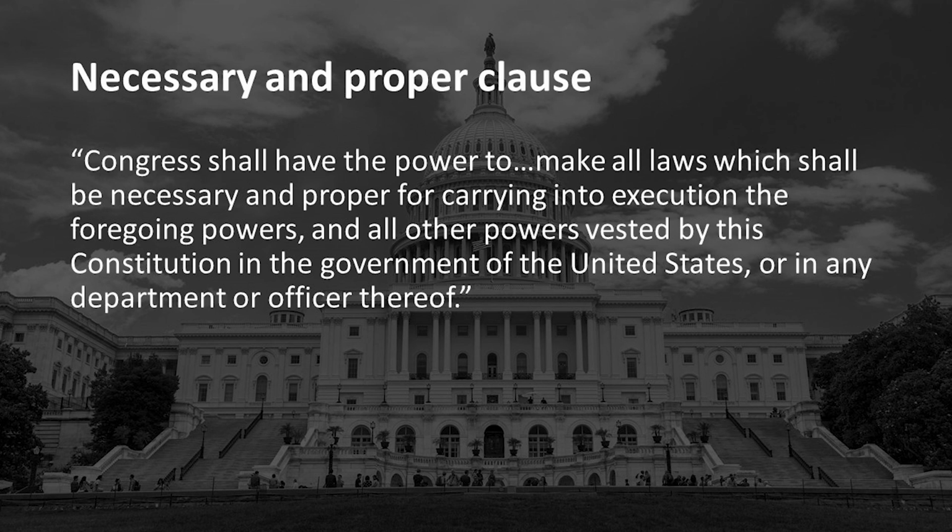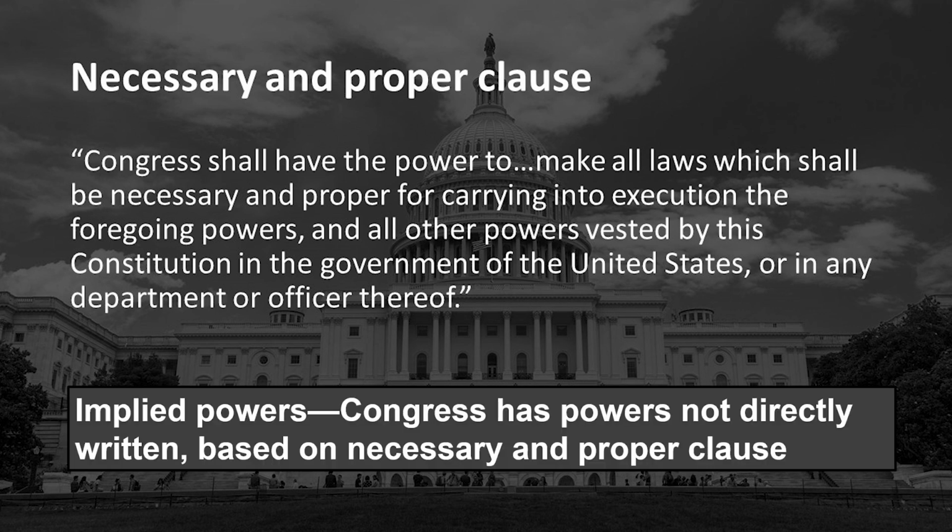This allows Congress to make laws on things in addition to their enumerated powers, as long as they can justifiably link the law to one of their enumerated powers. So this greatly expands congressional power.